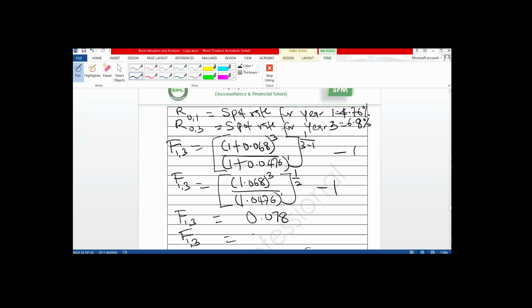You will have 7.8%. That is the 2-year forward rate at the end of year 1. Correct, sir. It is 0.0783. Then we approximate it, if it's going to percent, you are correct, sir.